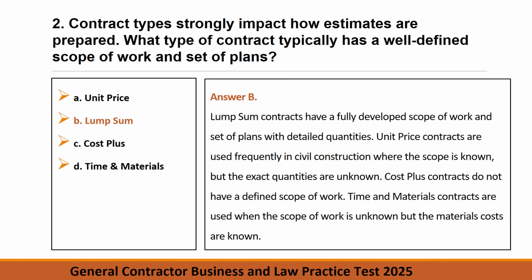Answer B. Lump sum contracts have a fully developed scope of work and set of plans with detailed quantities. Unit price contracts are used frequently in civil construction where the scope is known, but the exact quantities are unknown. Cost plus contracts do not have a defined scope of work. Time and materials contracts are used when the scope of work is unknown but the materials costs are known.